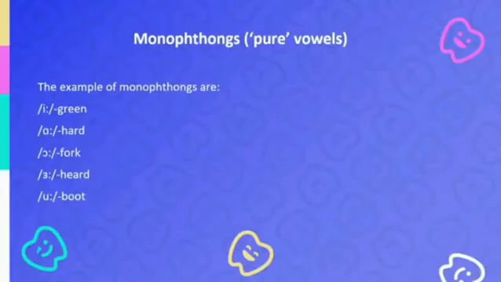Monophthongs or pure vowels. The examples of monophthongs are E in the word green, A in the word hard, O in the word fork, E in the word heard, and U in the word put.